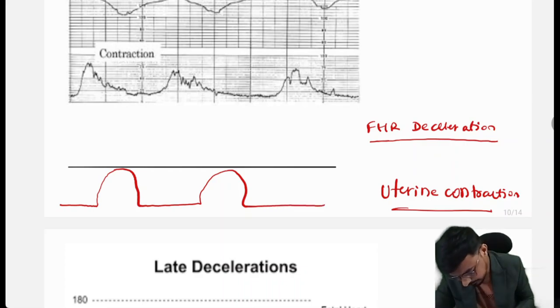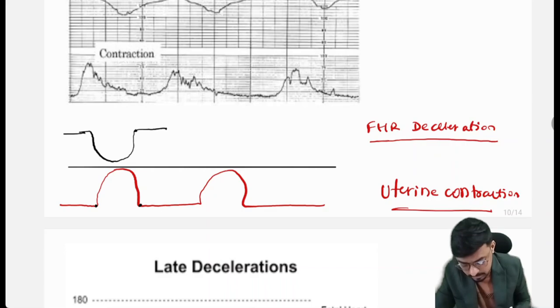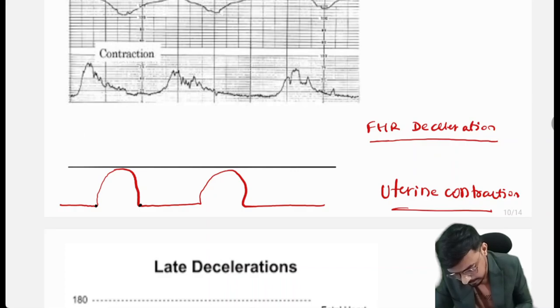When the fetal heart rate decreases in the late deceleration, it means it decreases late. First I will draw the early deceleration so it will be helpful to differentiate. Look at this. In the early deceleration, when the uterus starts to contract, at that time the fetal heart rate starts to reduce. When the uterus relaxes, the fetal heart rate comes back to normal. This is what happened in the early deceleration, but in the late one, it happens late.